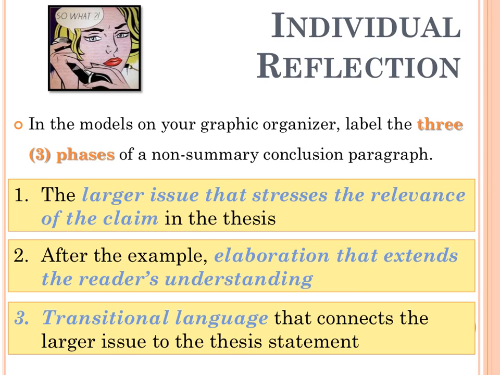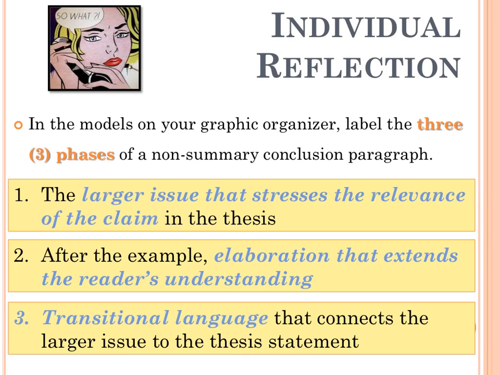So this will be a good moment now to stop and do a little bit of individual reflection and take a look at those models on your graphic organizer. What I'd like you to do is label all three of these phases in the paragraph. First, you will label the larger issue. Where do you see this larger issue being named by the writer? Then label the elaboration, where you see the writer stop and explain the example, associate ideas with the example. And finally, where do you see them really going out of their way to use transitional language to connect this larger issue to the thesis statement?